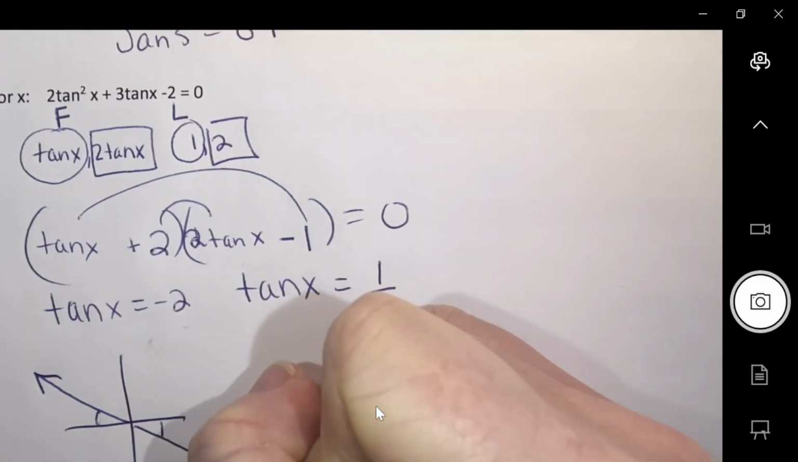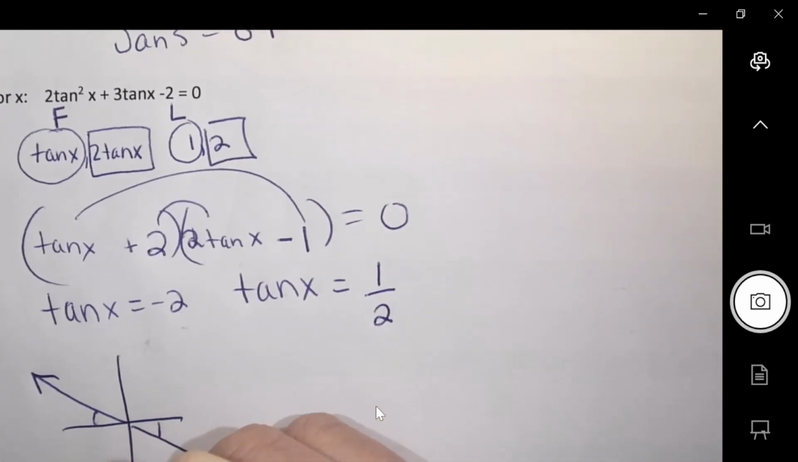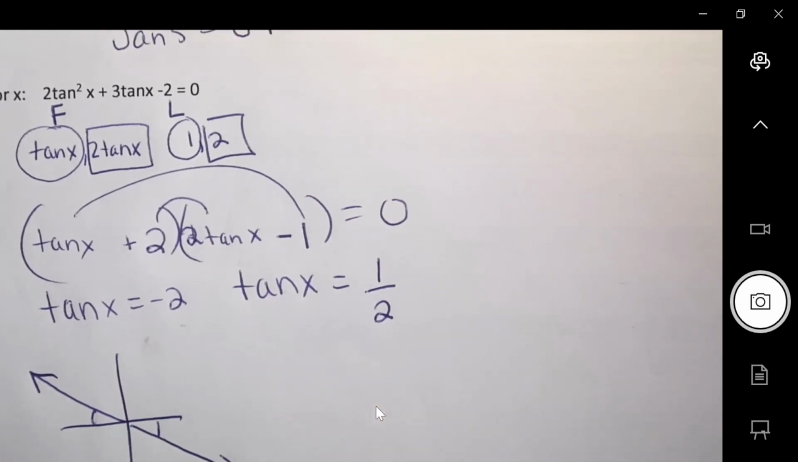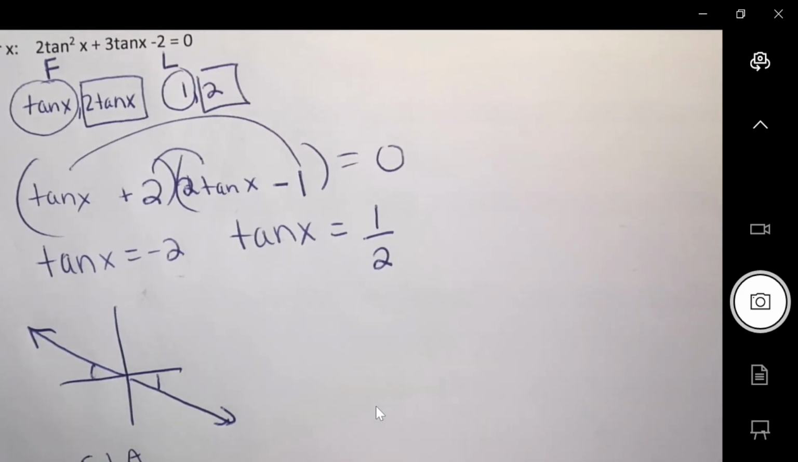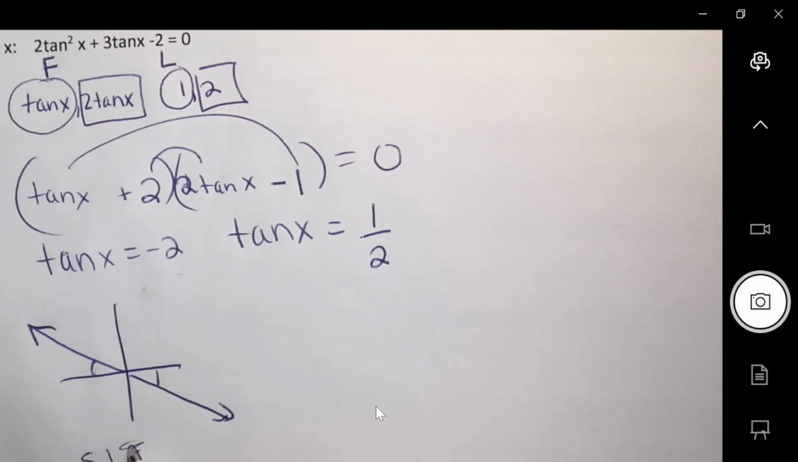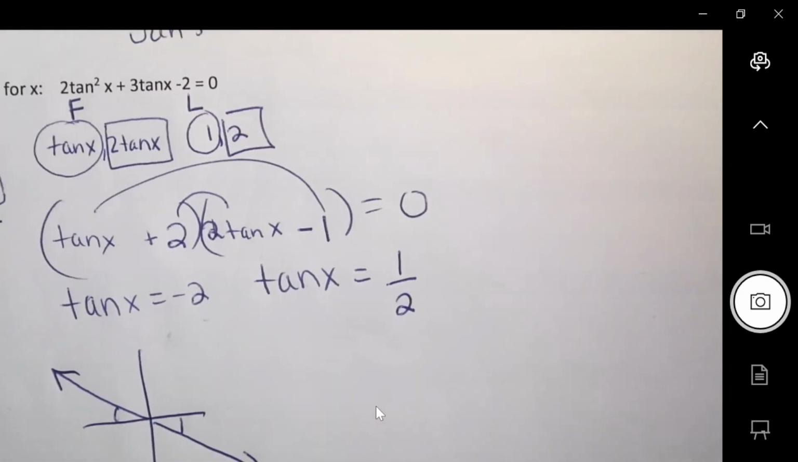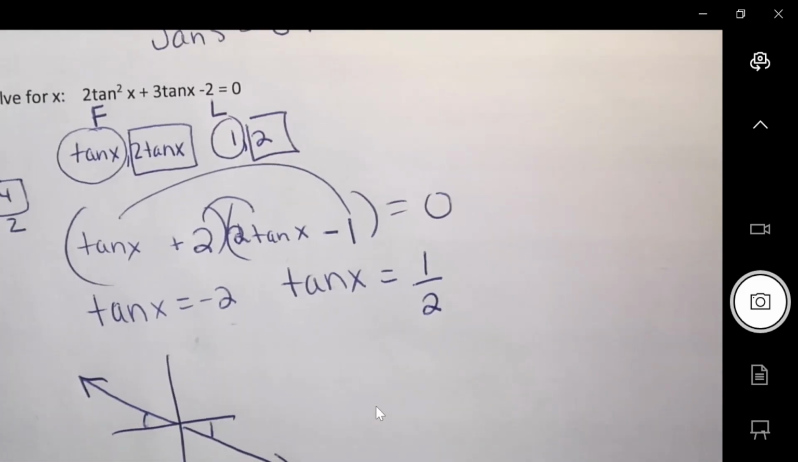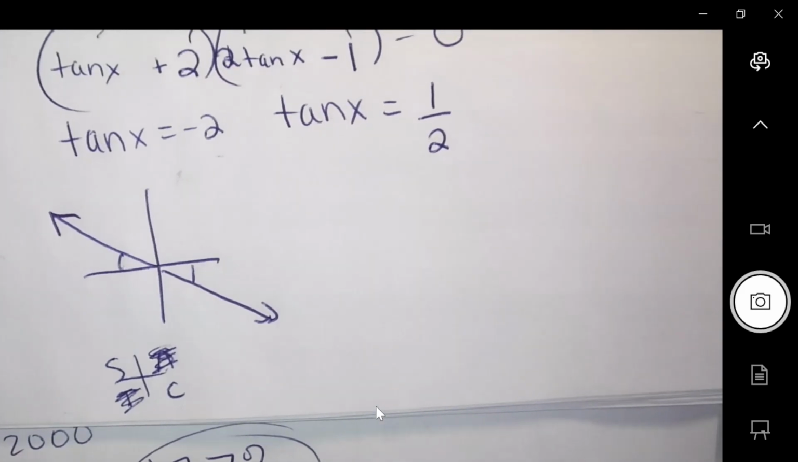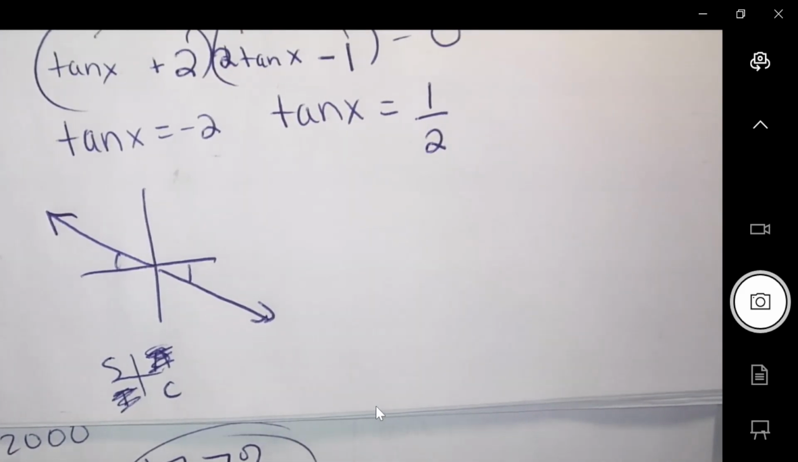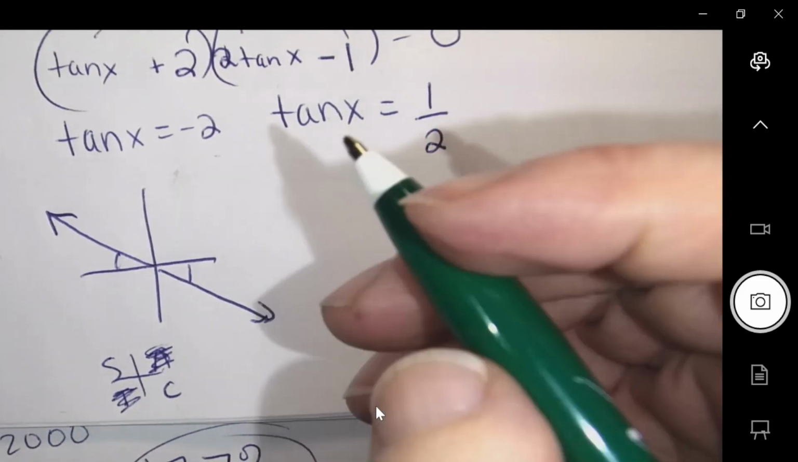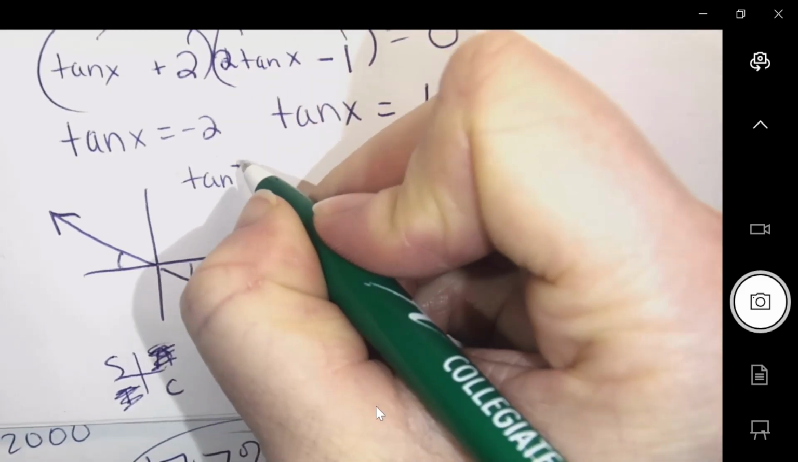Why is it 2 or 4? ASTC: tan is negative. This is where tan is positive, and All means they're all positive. So therefore it's negative. Remember that? Now I'd like to get an angle value. How do you get angle values? You inverse. So I'm going to tan inverse.